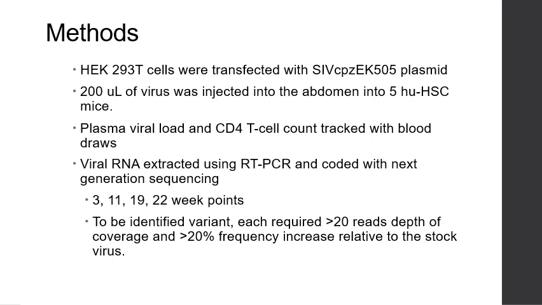And to identify the variations, they needed to see a greater than 20 reads depth of coverage and greater than 20% frequency increase of that mutation relative to the stock virus. And this greater than 20% threshold just had to be met by the 22-week point. So it was after the completion of the entire experiment that they determined which variants were significant enough.